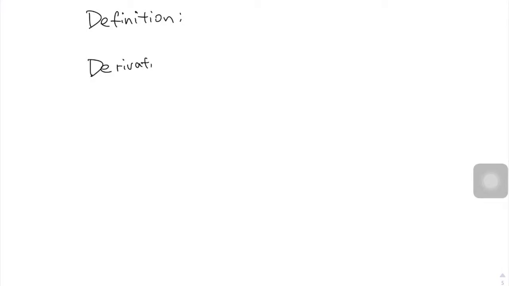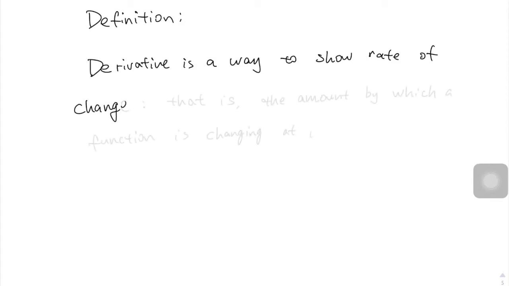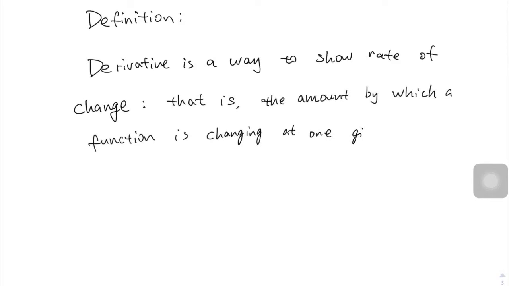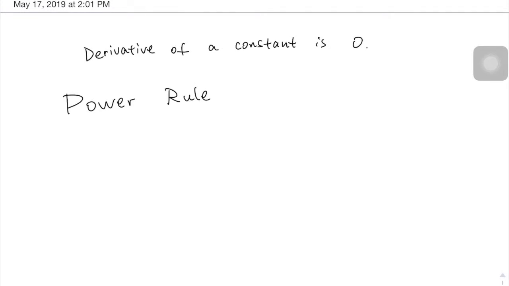When we start to talk about derivatives, the first thing we need to know is the definition. A derivative is a way to show rate of change, that is, the amount by which a function is changed at one given point. First, we need to know that the derivative of a constant is zero. So when the question asks you the derivative of f(x) equals 5, the answer should be 0.